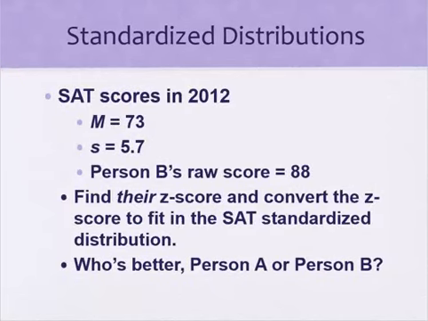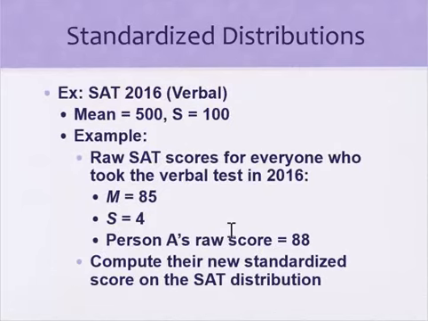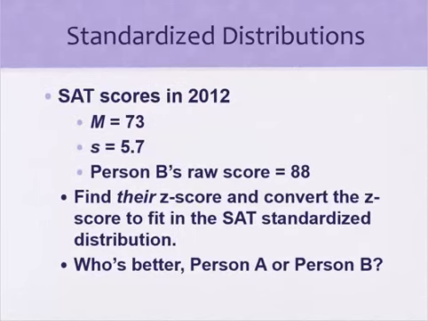So now we've got SAT scores in 2012. This is a different year. And in that year, it was a mean of 73 with a standard deviation of 5.7. And now we have another raw score from somebody who took the SAT in that year, and they got an 88. Now, you might recall, that's exactly the raw score that person A got. But remember that they took it in 2016, and the distribution that they came out of had a different mean and standard deviation, right? So now what we want to do is find their z-score for their distribution, and then convert that z-score again into the new SAT distribution with a mean of 500 and a standard deviation of 100.